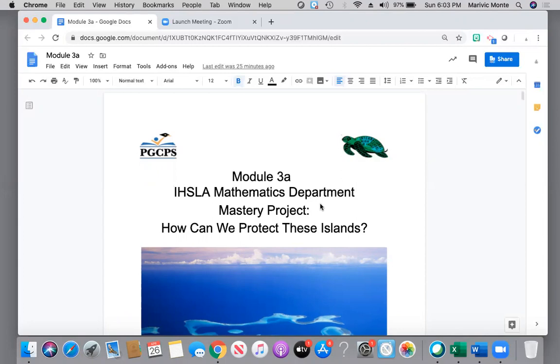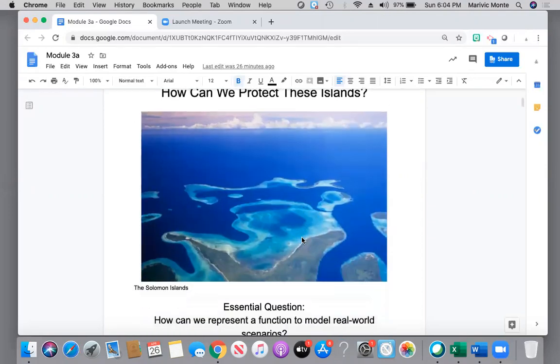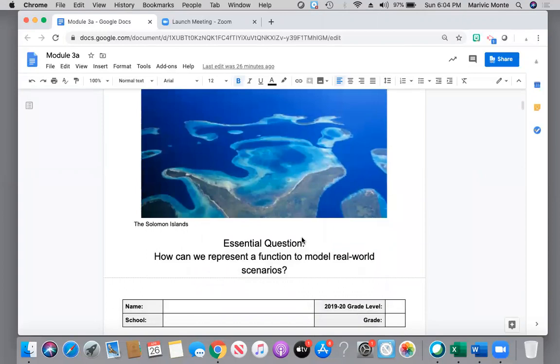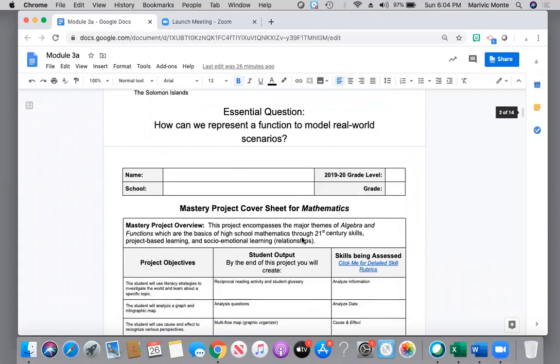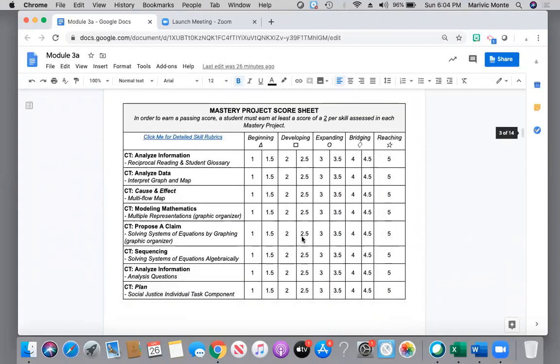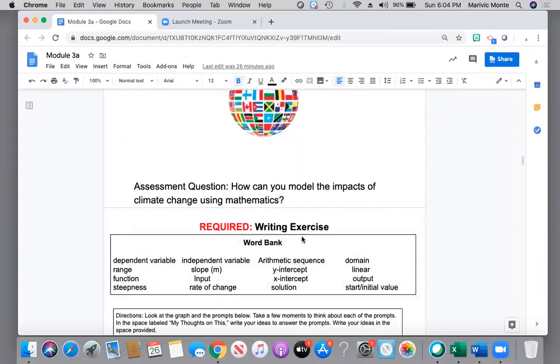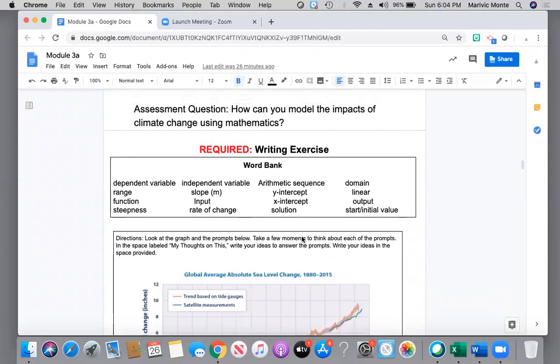We have Module 3A. Originally, Module 3A and 3B were just simply called Module 3, but it has been broken into two parts for easy understanding. So if you have this document open, you have to scroll down after reading through the introductions. You scroll down to the required writing exercise.